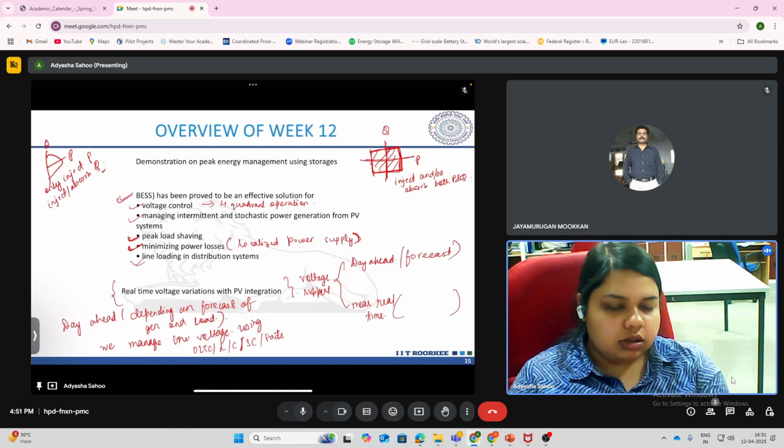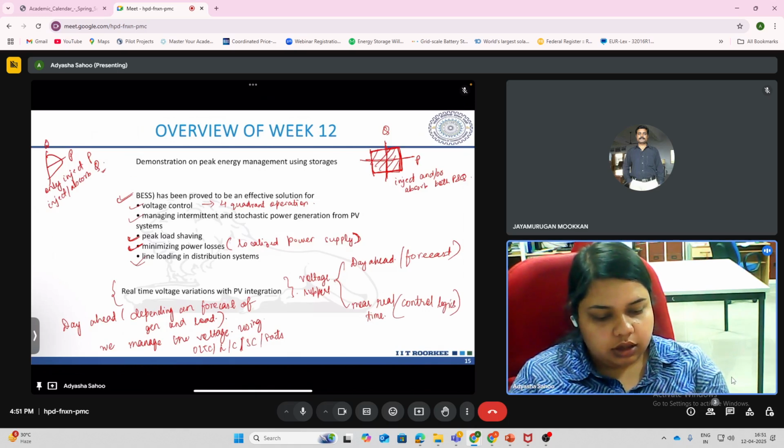But in the real time, the actual generation and the load can be different from the forecasted values. So to manage the differences between the forecasted and the actual values in the near real time, we use various control logics to manage the voltage. Whereas in day ahead, we use various optimization techniques to calculate the reactive power support from various devices for voltage support. And in the real time, we then use various control algorithms.